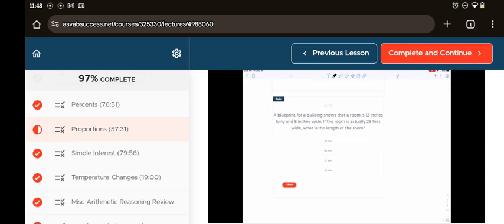I'm moving on to number 2. Number 2 says, a blueprint for a building shows that a room is 12 inches long and 8 inches wide. If the room is actually 28 feet wide, what is the length of the room?